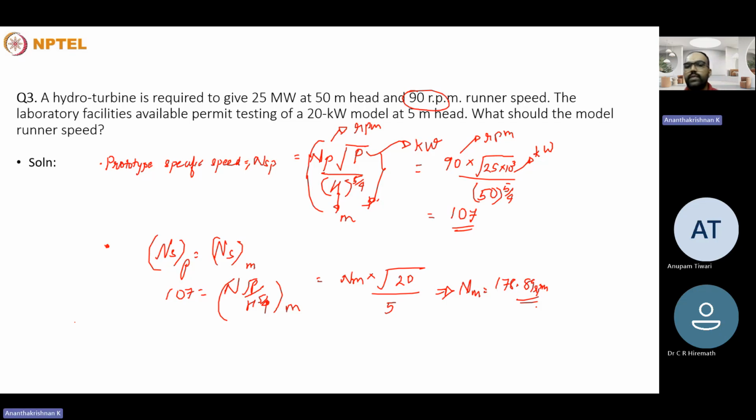So the second part could not be solved because there was not sufficient data for the related dimensions of the problem. So that was a mistake on my part. This will give the model runner speed. You have to compare the specific speed for the model and prototype and determine the quantity that is not available from the other 5 quantities. So this problem has 5 parameters given, and you can calculate the 6th one using this comparison.